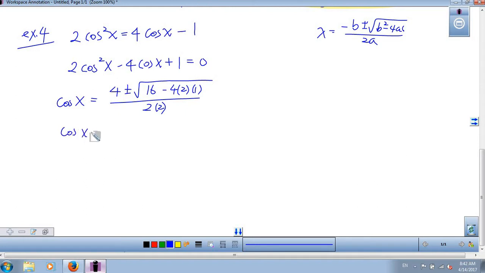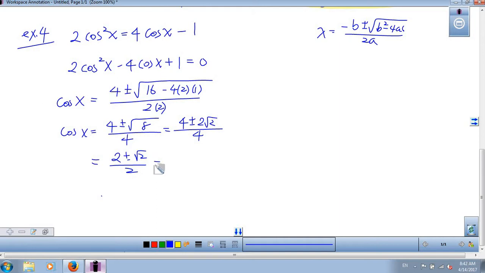So let's simplify this. Cosine x equals 4 plus minus square root of 16 minus 8, which is square root 8, divided by 4. Let's try to simplify this a little bit further. So 4 on top plus minus 2 square root 2 divided by 4. We can reduce everything by 2. So it will be 2 plus minus square root 2 over 2.